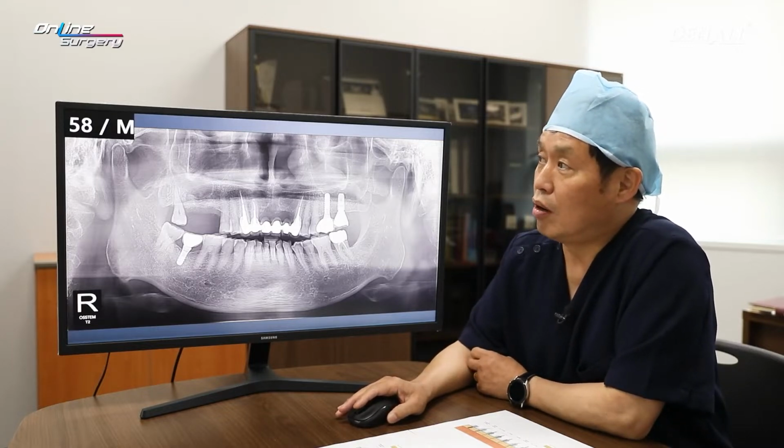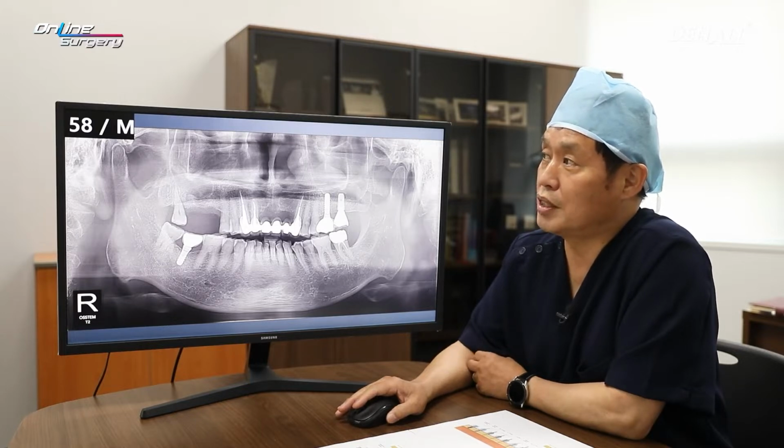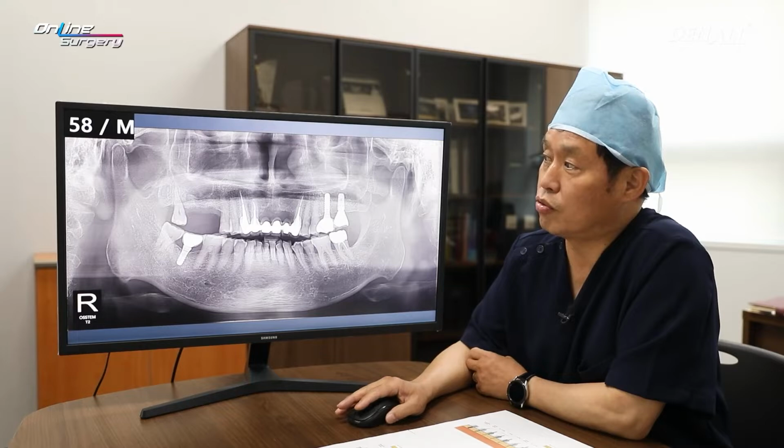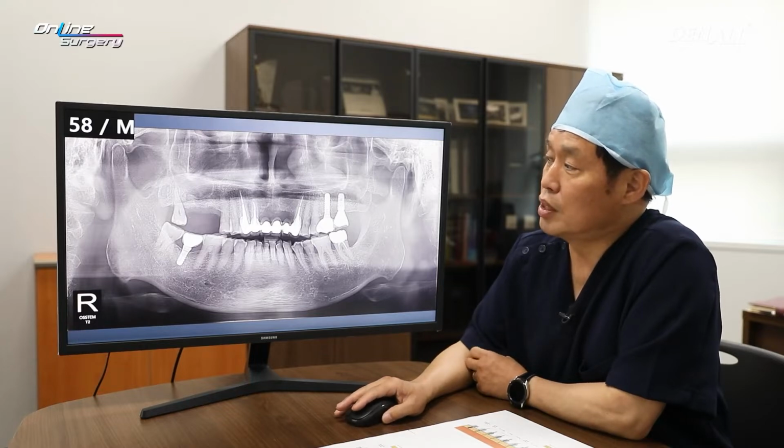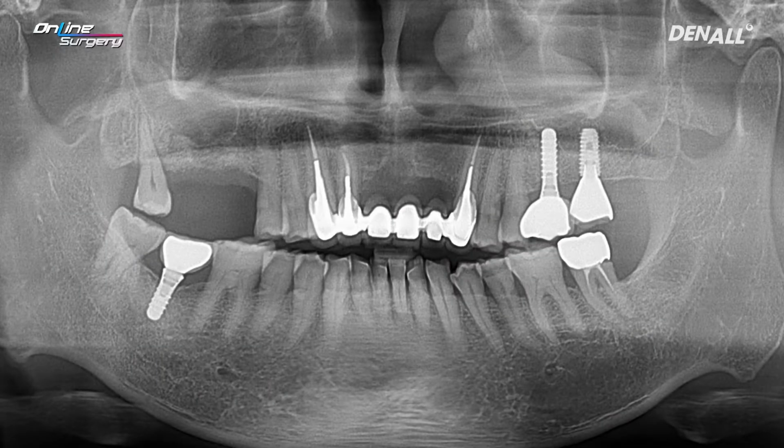58-year-old male patient. The patient does not have any special systemic disease. The patient does have a little bit of high blood pressure, however, there are no other symptoms. The patient has received an implant in the past from a different dental clinic. If you look over here, in the upper right, number 16 and number 17 are missing.